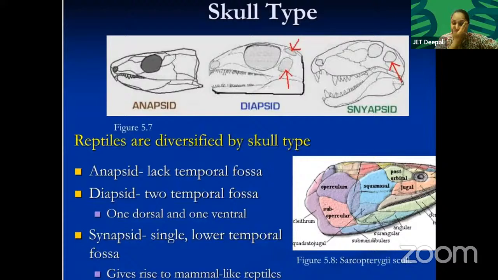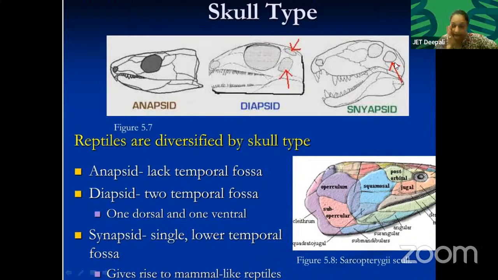Now skull type. Reptiles are diversified by skull. See, the division of reptiles into further orders and suborders is on the basis of temporal fossae. What is a temporal fossa? It is a part of the skull, near the temporal lobe. Fossa means a cavity kind of thing. You can see here, this is the temporal fossa, shown with the arrows.